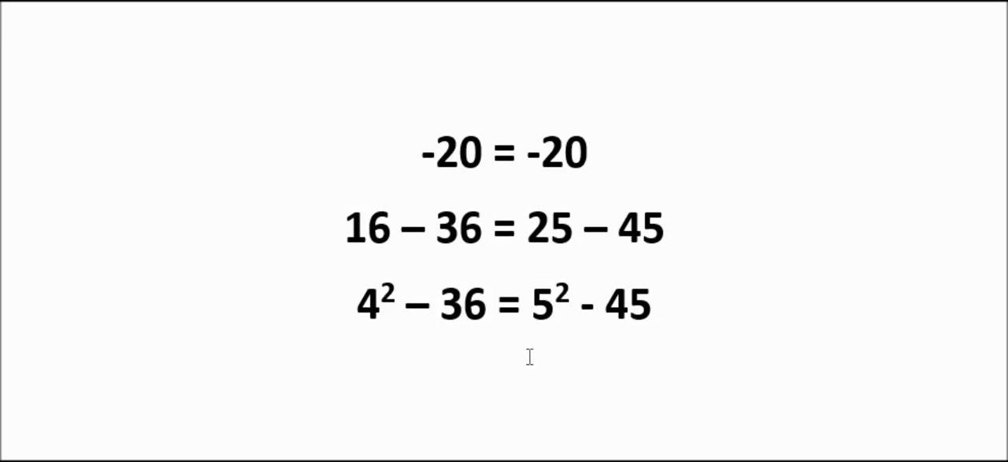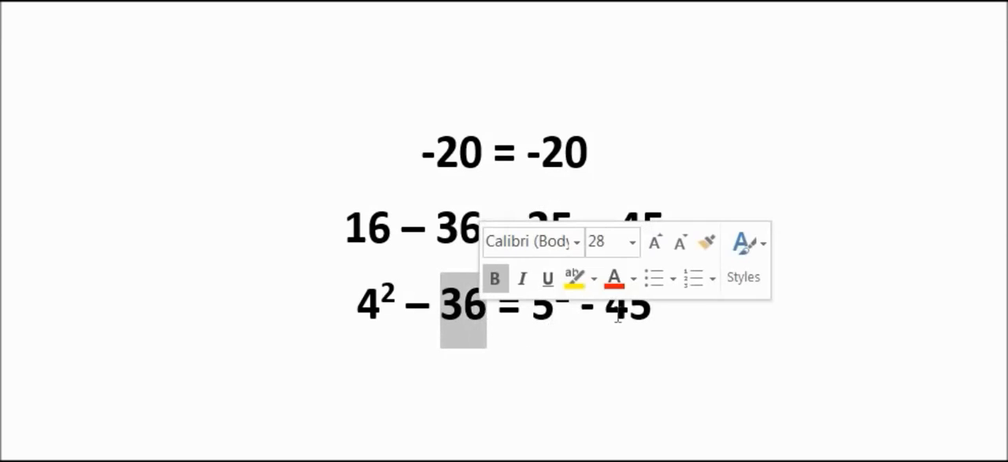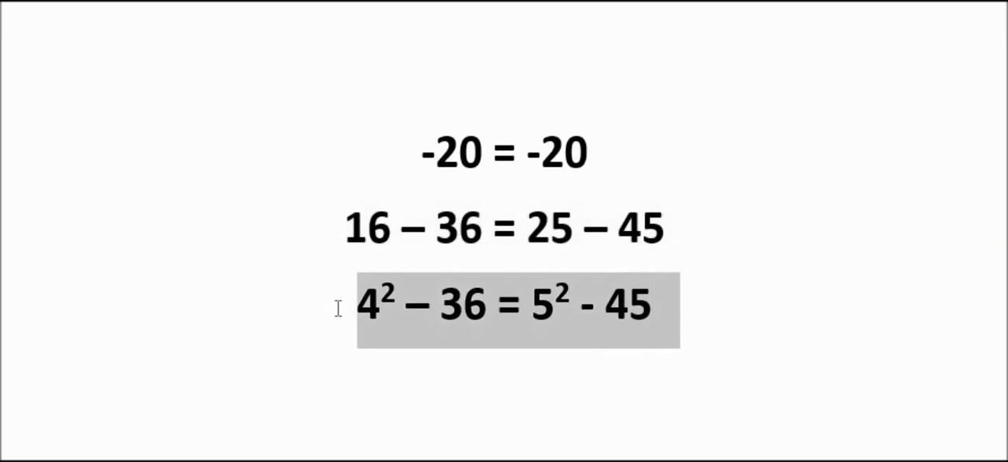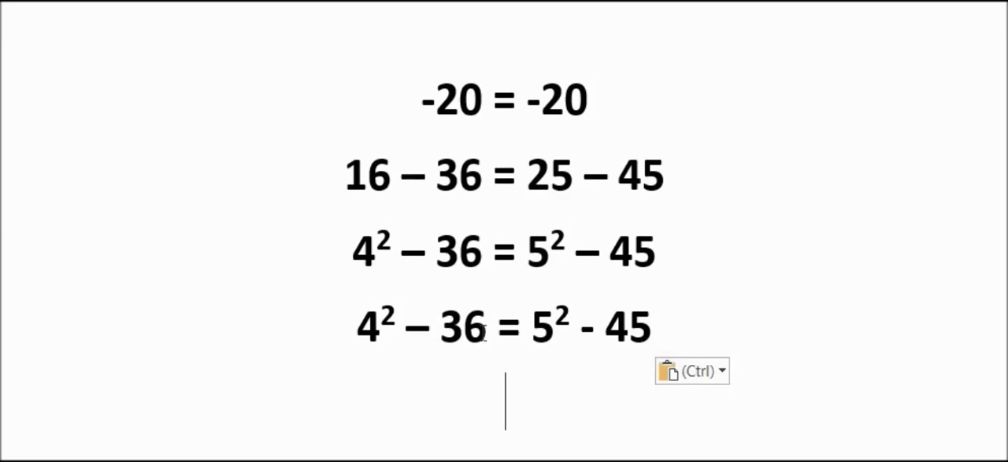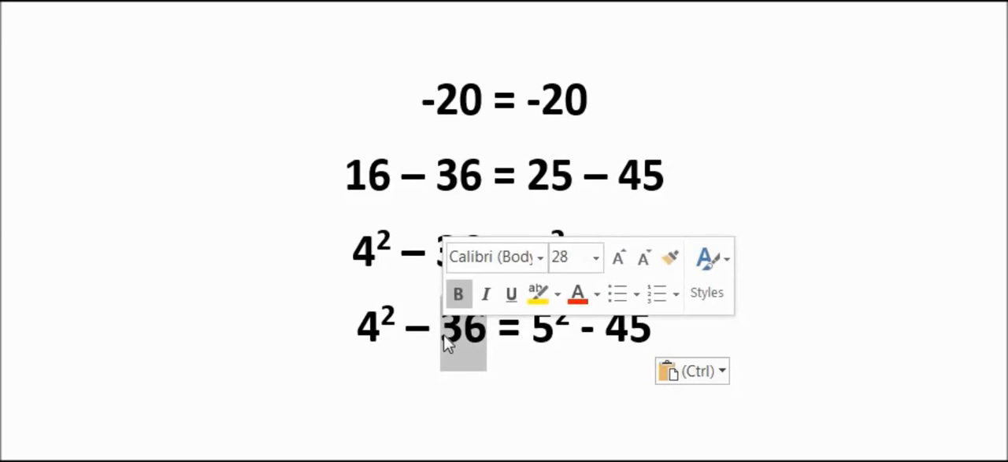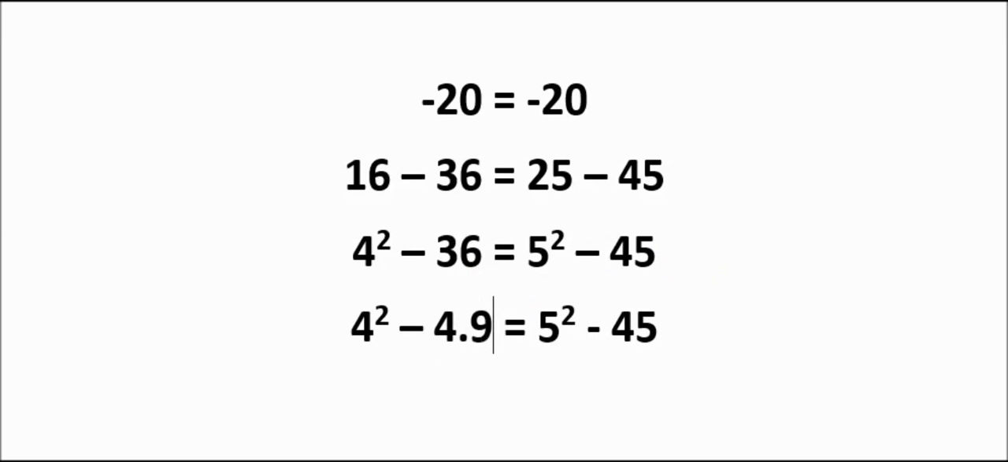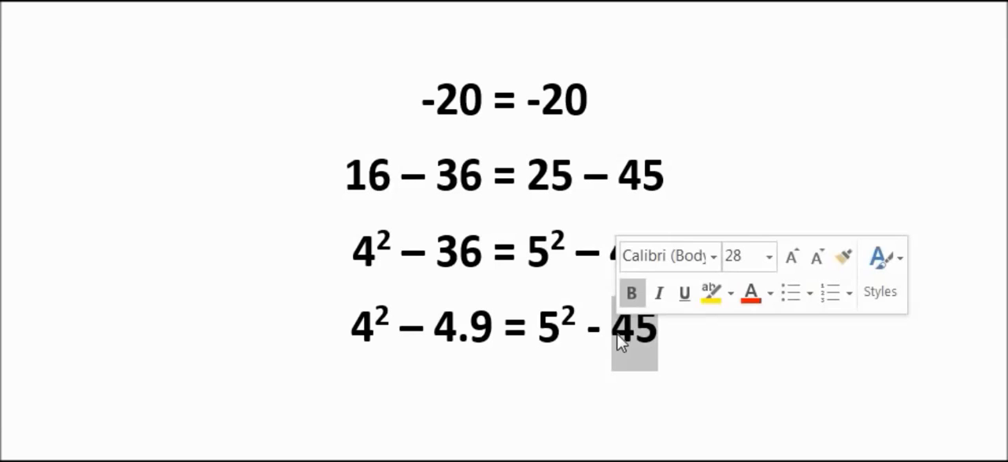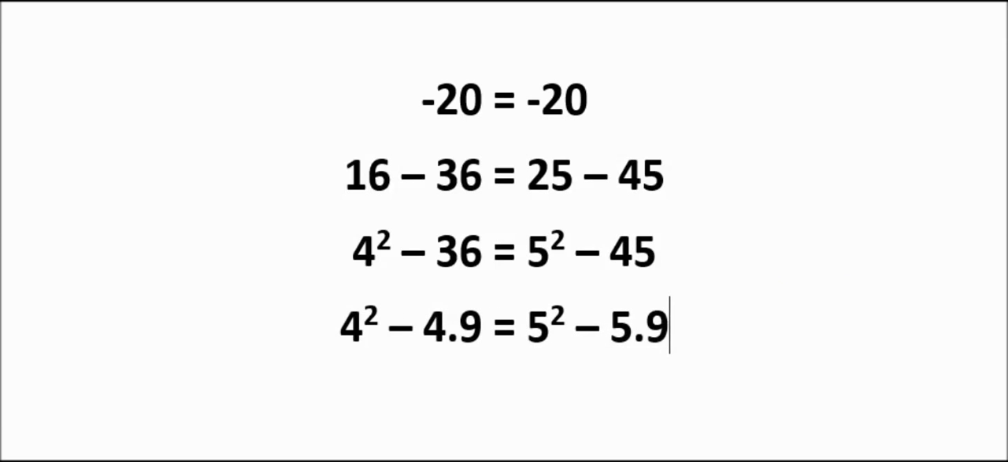The next step is we're gonna split 36 and 45. Let me just copy this. I'm quite lazy. Now 36 and 45 can both be written as a product of 9. So I'm gonna write this as 4 times 9, and this as 5 times 9.